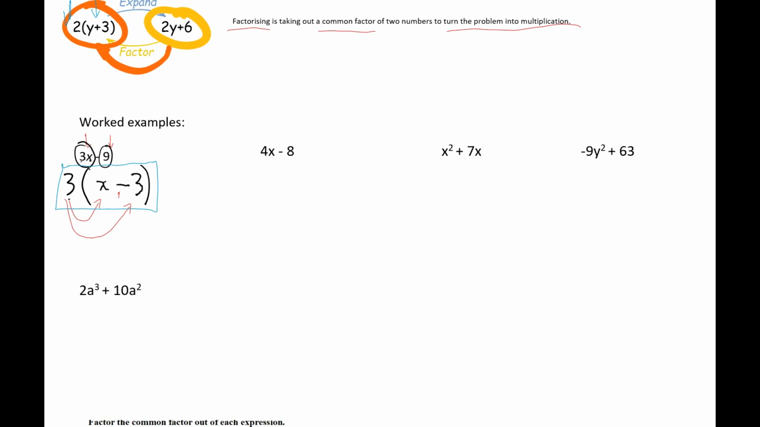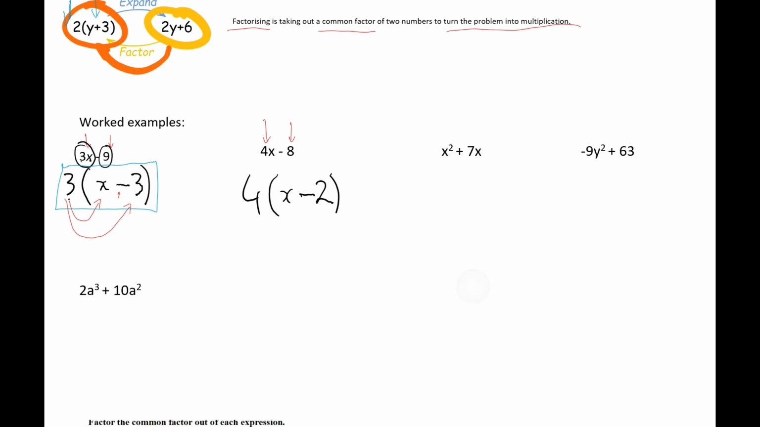Let's try another one. 4x take 8. Well, what goes into both 4x and 8? Well, 4 goes into both of those, so let's take out the 4 out the front. I didn't take out the x because this end doesn't have an x in it. So I'll keep my x in there, and let's check. 4 times x gets us 4x. Yep. Take away 4 times what gets us 8? 4 times 2. So that should work.